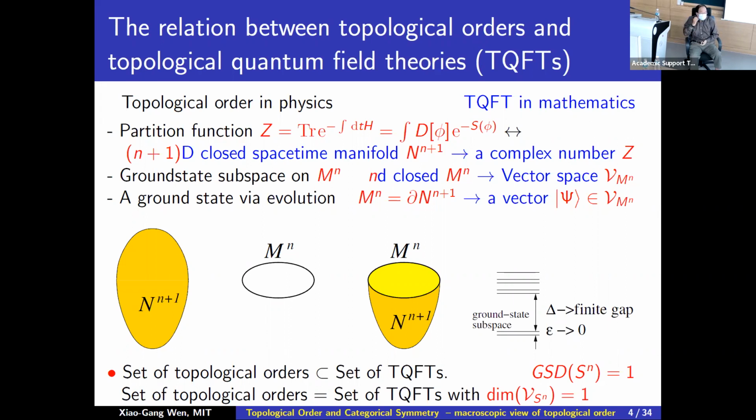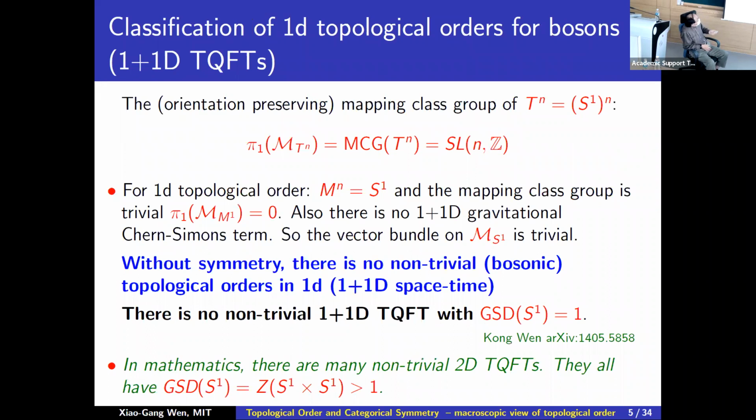Therefore, topological order can be viewed as a topological quantum field theory. It's a kind of condensed matter realization, a UV regularization of that. Okay, so with this, let's try to consider some kind of classification of topological order.